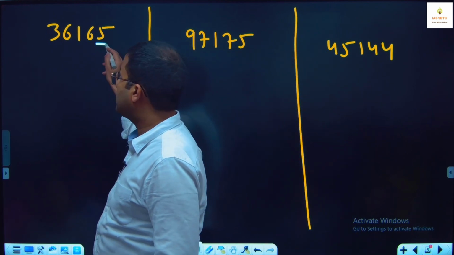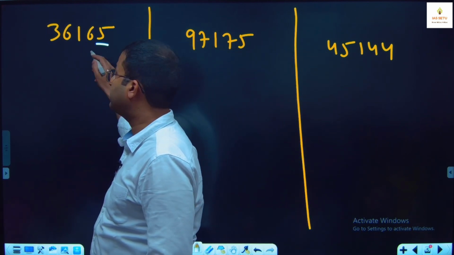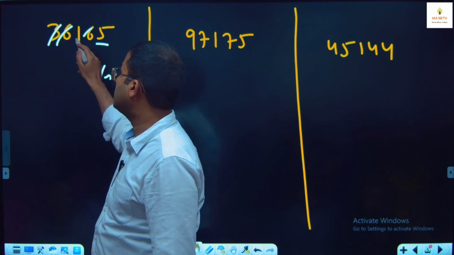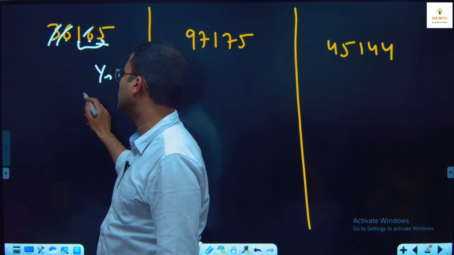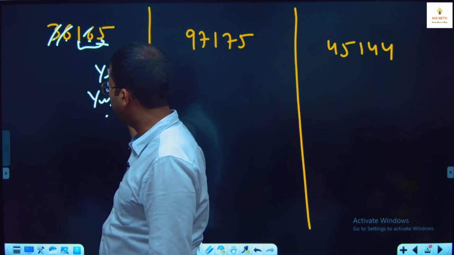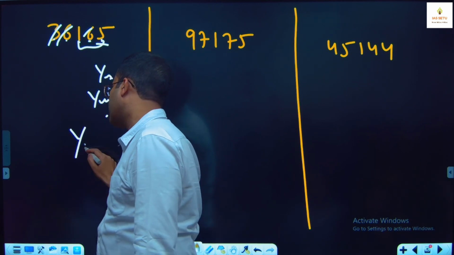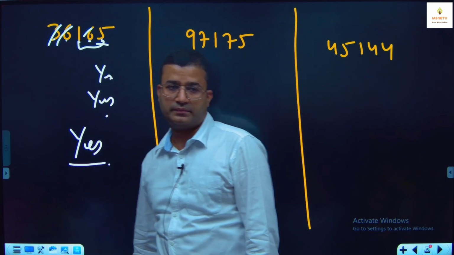Now here it is divisible by 5, yes. Is it divisible by 3? 3, 6, 6, 6, yes. Or 3 plus 6 is 9, 10, 16, 21. Yes, it is divisible by 3. It is divisible by 5. So yes, it is divisible by 15.